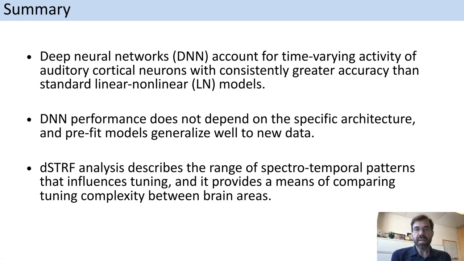So just briefly to recap what I talked about today, first, what we have shown is that deep neural networks, or DNNs, can account for time-varying activity of single neurons in auditory cortex consistently and often substantially better than standard linear-nonlinear models. Also quite striking is that the performance of the DNNs did not depend on the details of the architecture. And so we could use a large number of different formulations and get very similar results.